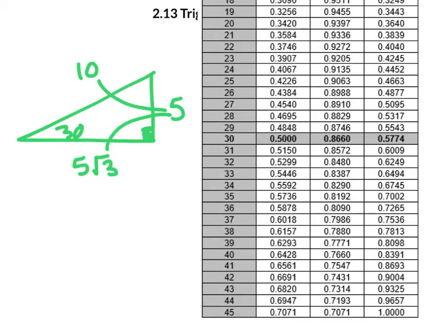5 root 3. Now what these numbers represent is the opposite over the hypotenuse. And so if we took this number and divided it by this number, we would get exactly that 0.5 that we see here. To obtain this number, this would be the adjacent over the hypotenuse. So if we took the 5 root 3 and divided by 10, you would get this number. And then finally, the 0.5774, that would be the opposite over the adjacent, which would be 5 divided by 5 root 3. And remember, any similar triangle to the 30-60-90 would produce those exact values.